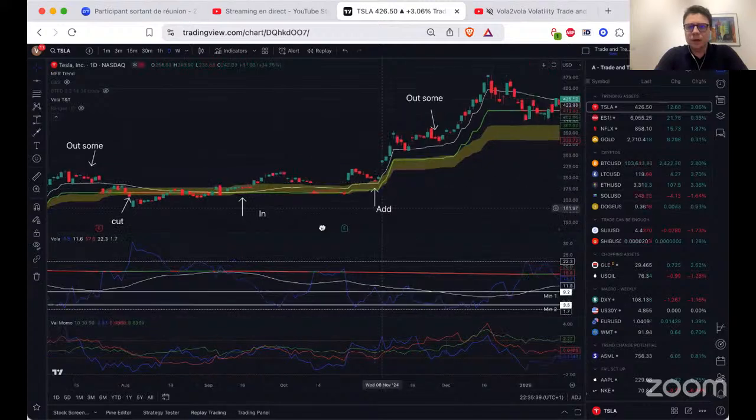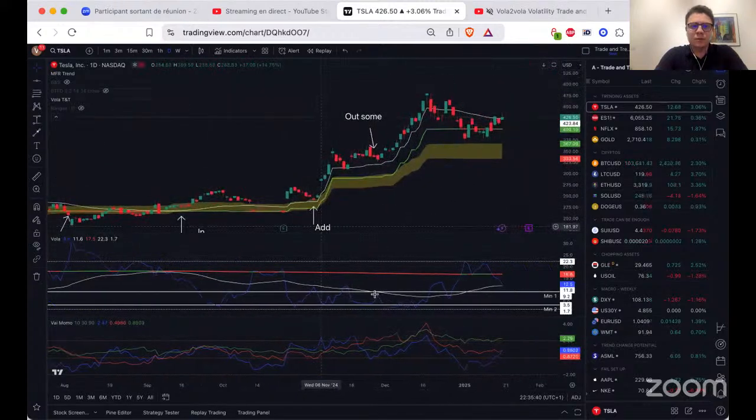And here we enter the same scenario. Trade is going to min one, out some. And here would be, sorry, I didn't mark, but here you have volatility making higher high somewhere here. And this is where you would have cut the position.